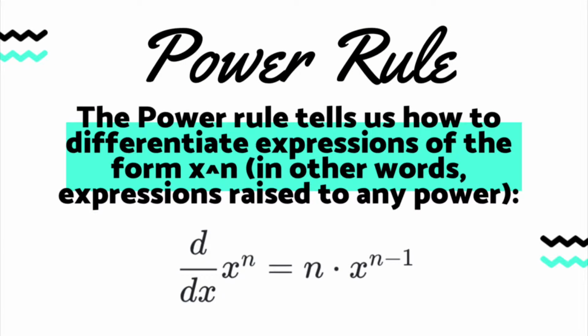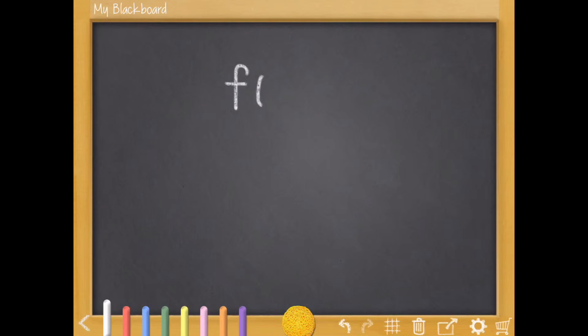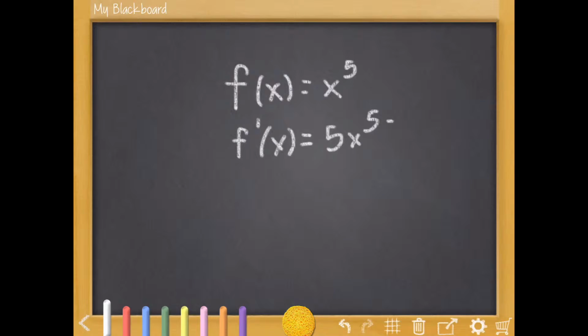The next rule that we are going to undertake is the power rule. The power rule tells us how to differentiate expressions of the form x raised to n, in other words, expressions with x raised to any power. So, the derivative of x raised to n is n multiplied to x, then the n is subtracted by 1. Given f of x is equal to x raised to 5, where 5 is multiplied to its constant, which is 1, it becomes 5x raised to 5 minus 1. So f prime of x is equal to 5x raised to 4.